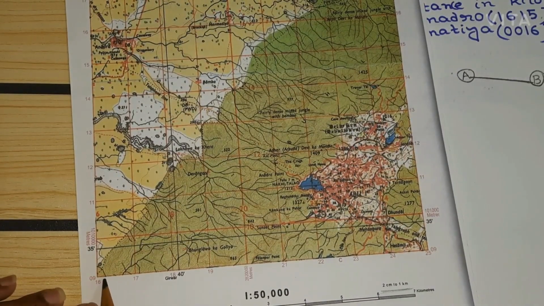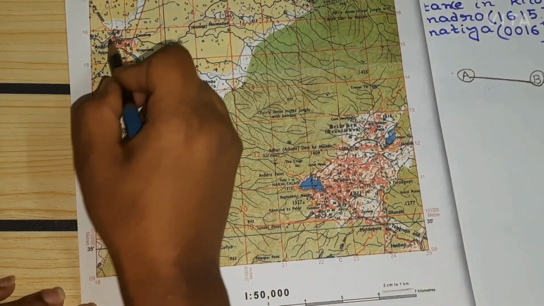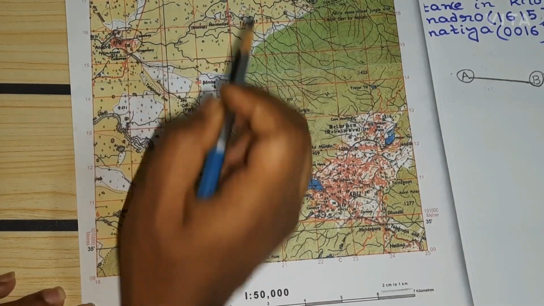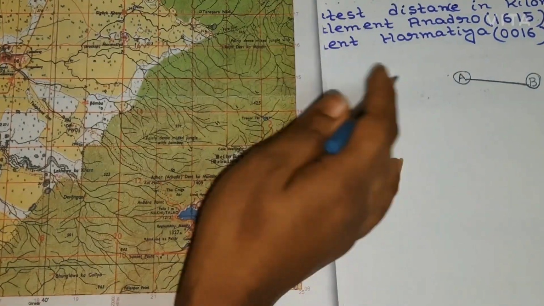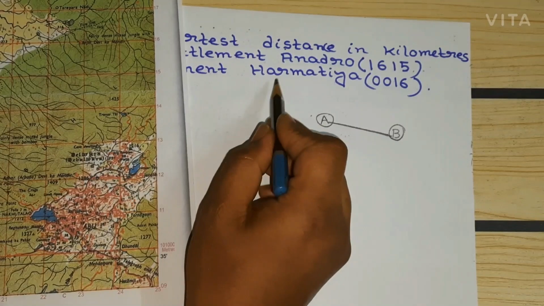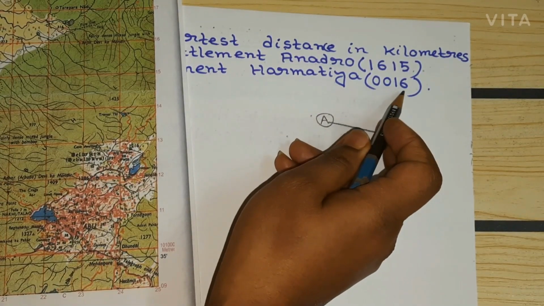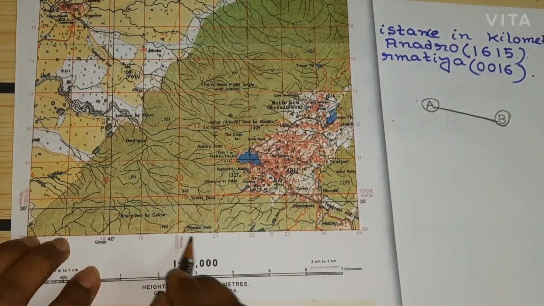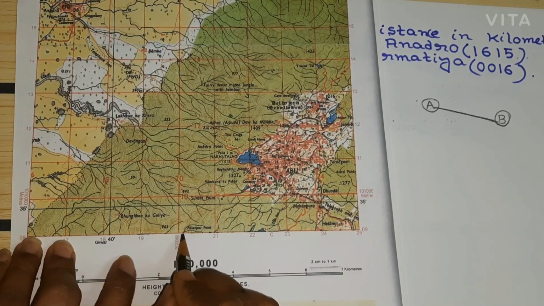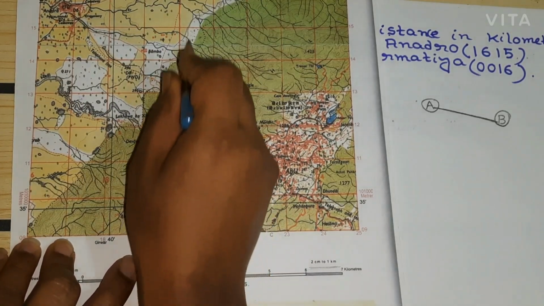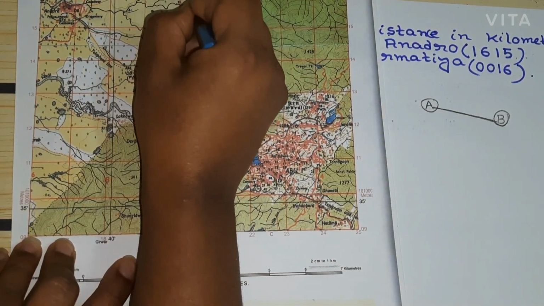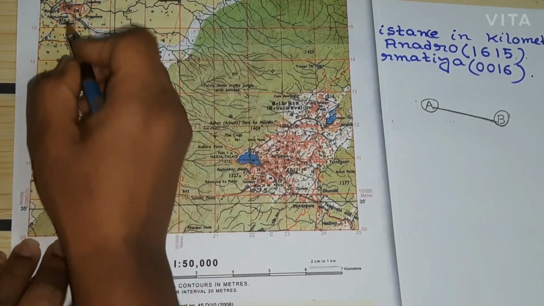Okay, so here 16, then 15. So this is settlement Anadro, and the other settlement is Harmatia, grid number 0016. So this is 00, then 16. So this is settlement Harmatia.